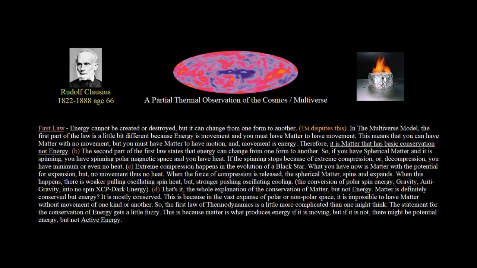B. The second part of the first law states that energy can change from one form to another. So, if you have spherical matter and it is spinning, you have spinning polar magnetic space and you have heat. If the spinning stops because of extreme compression, or decompression, you have minimum or even no heat. C. Extreme compression happens in the evolution of a black star. What you have now is matter with the potential for expansion, but no movement, thus no heat.